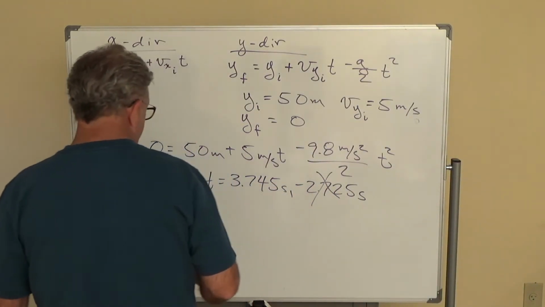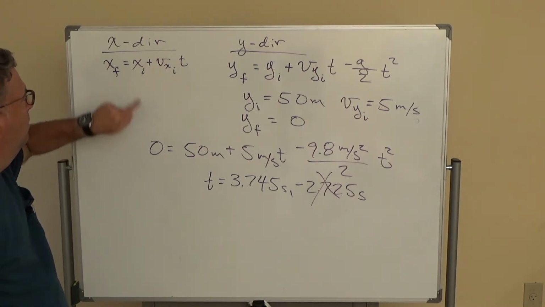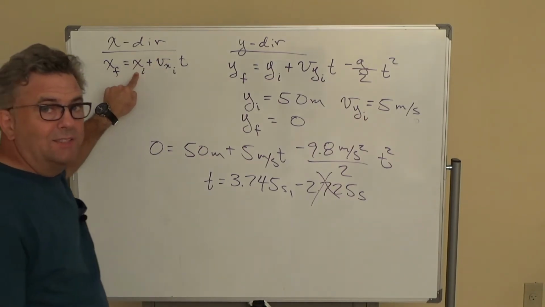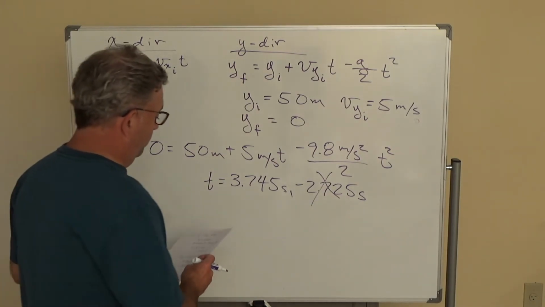Once you have this time, now you can figure out what's happening in the x direction. We know Vx initial. We know x initial. I made that 0, right? We can find x final. Let's do that.